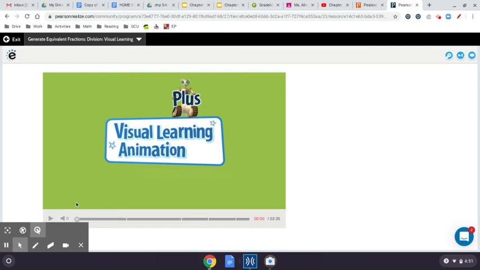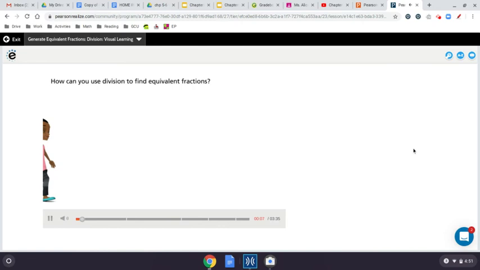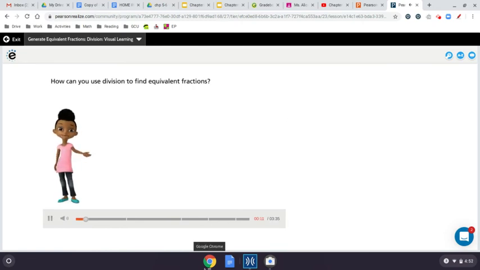So this is topic 8.3, equivalent fractions with division. How can you use division to find equivalent fractions? Let's find out.